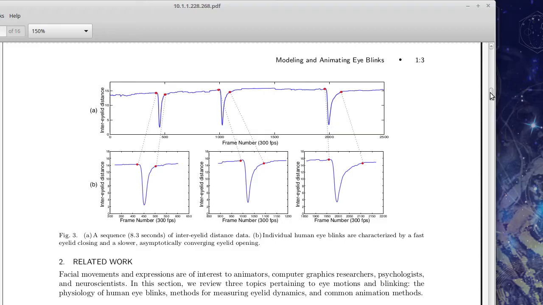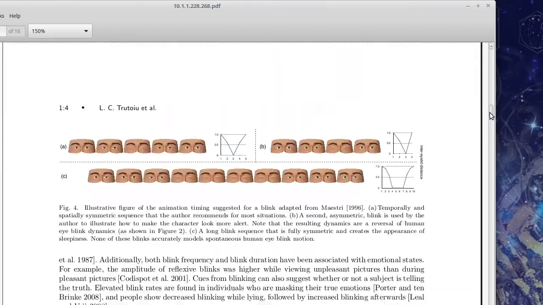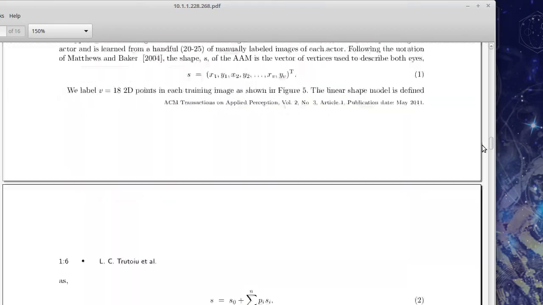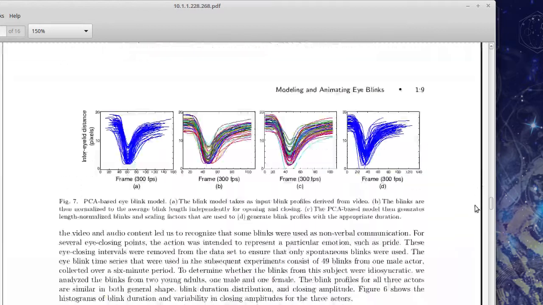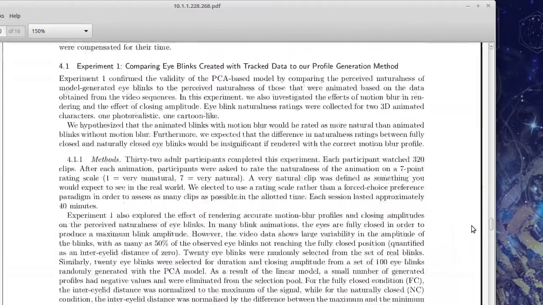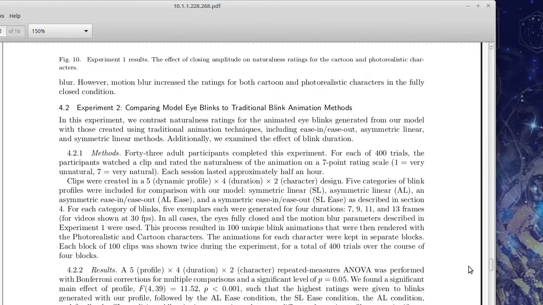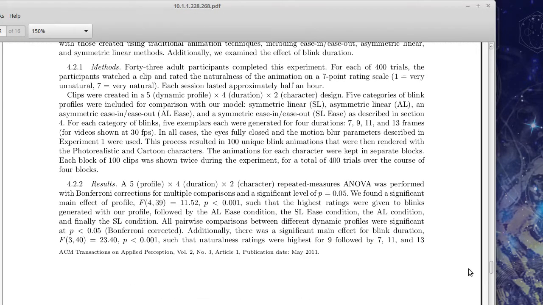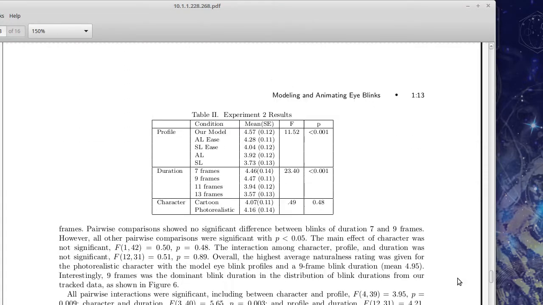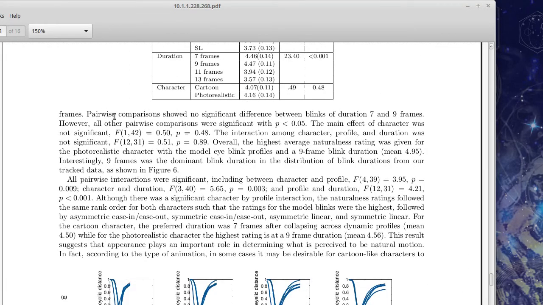The other thing is they looked at the timing. They found that at 30 frames per second, which would be the NTSC format of television in America, it would take approximately 7 frames to do an eye blink. For PAL, which operates at 25 frames per second, which is what Doctor Who uses, it would be more like 5 frames.